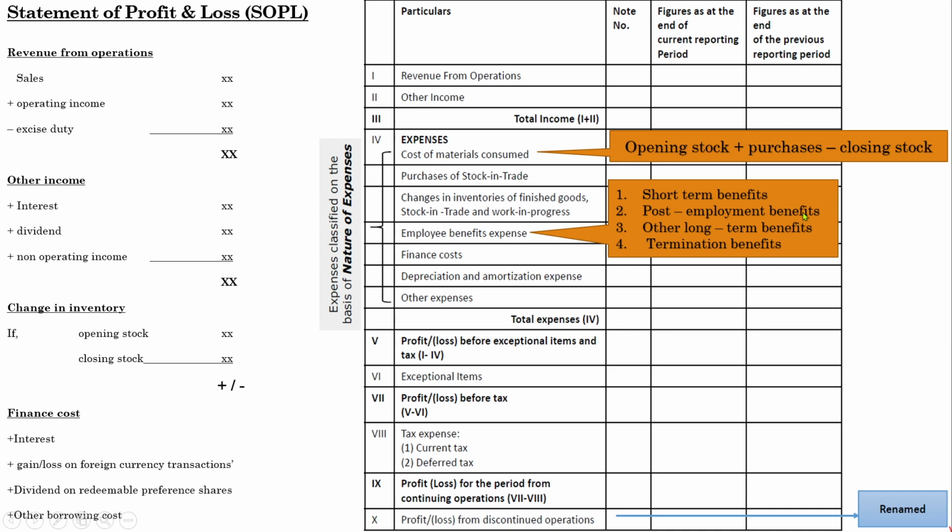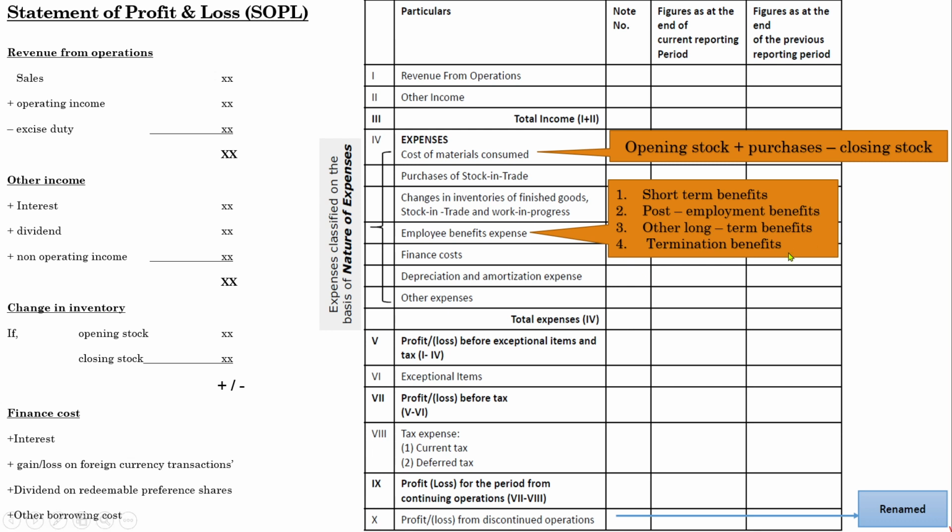Post-employment benefits means benefits offered after their service or after their retirement. So post-employment benefits include retirement benefits like pension, gratuity, etc., and other post-employment benefits like life insurance, Medicare, and contributory pensions. Next one, other long-term benefits. Long-term benefits means long-term paid absences, other long-term service benefits, long-term disability benefits, profit sharing and bonuses, and deferred remuneration.